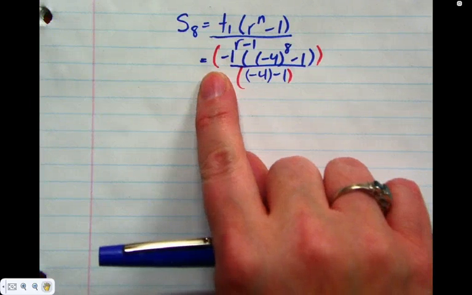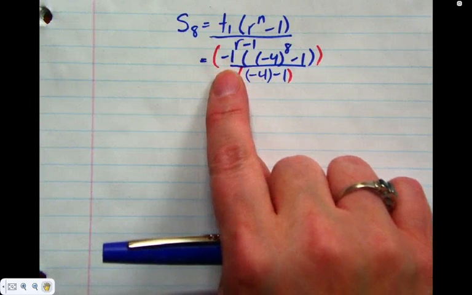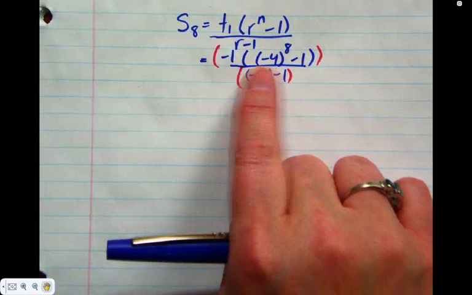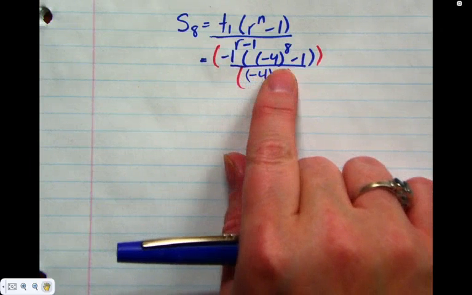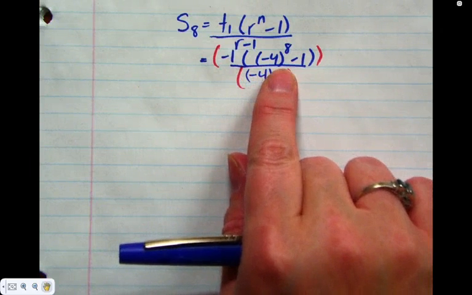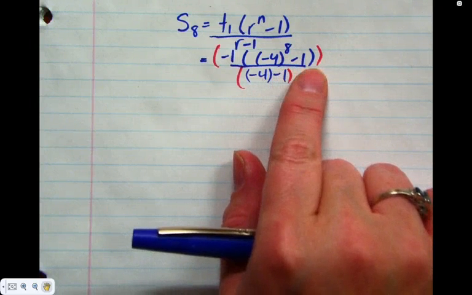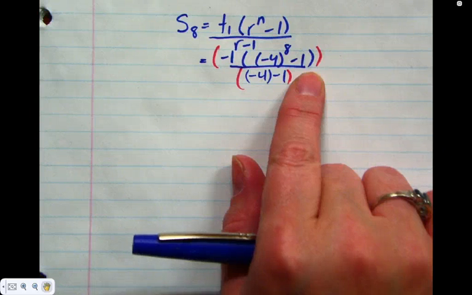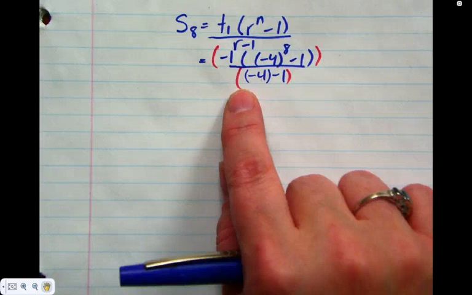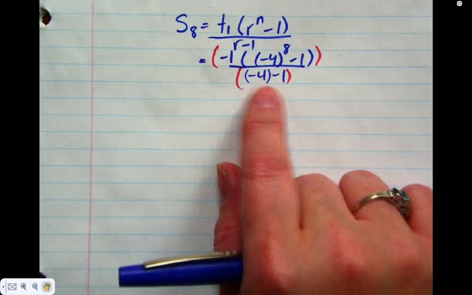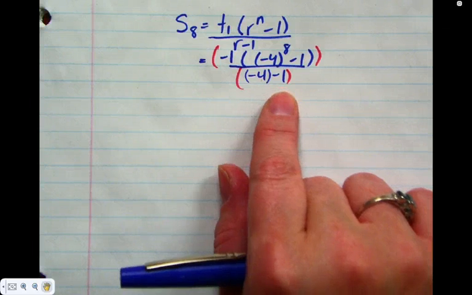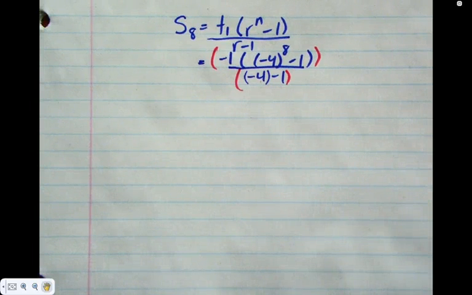Open bracket. -1. Open, open. -4. Close. Hat 8. Come out of the exponent if you need to. -1. Close, close. Divide by. Now you can just put -5 if you can see that calculation. If not, type what you see. Open, open. -4. Close. Subtract 1. Close. If you got an error, pick go to, and it flashes on what it says the error is.